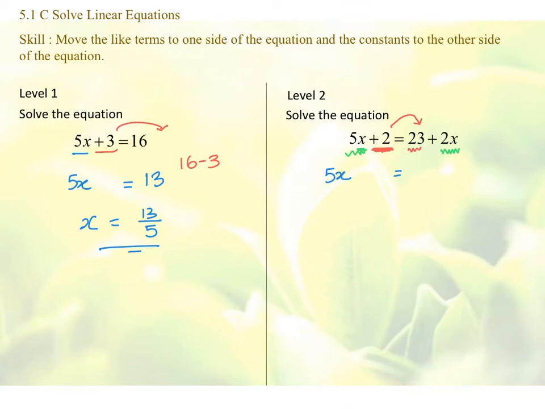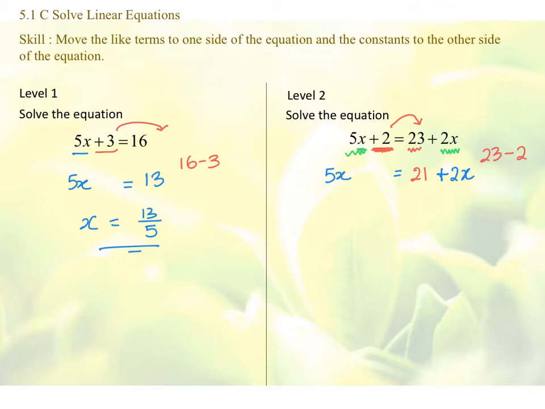Now this is an addition. This is an add 2. So if I migrate over, I'm going to get rid of plus 2. I will do the reverse operation. That means I'll get 23 minus 2, and that will leave me with 21. And 2x stays on this side for the time being. So you notice that my constant term has shifted over and it has simplified to 21.